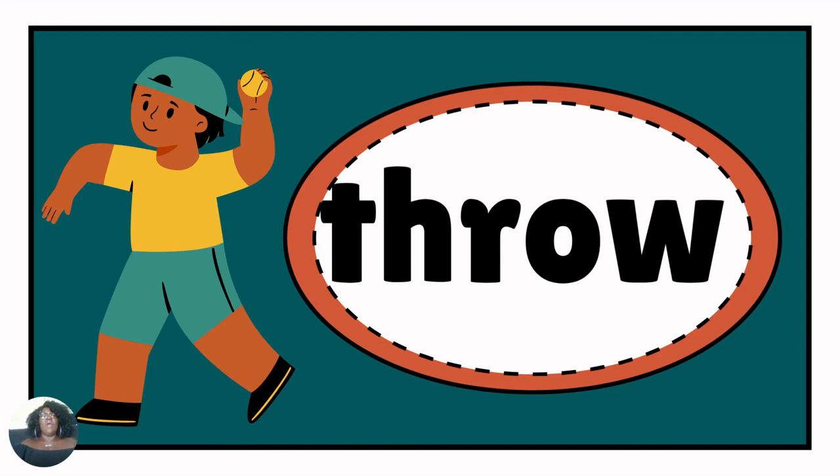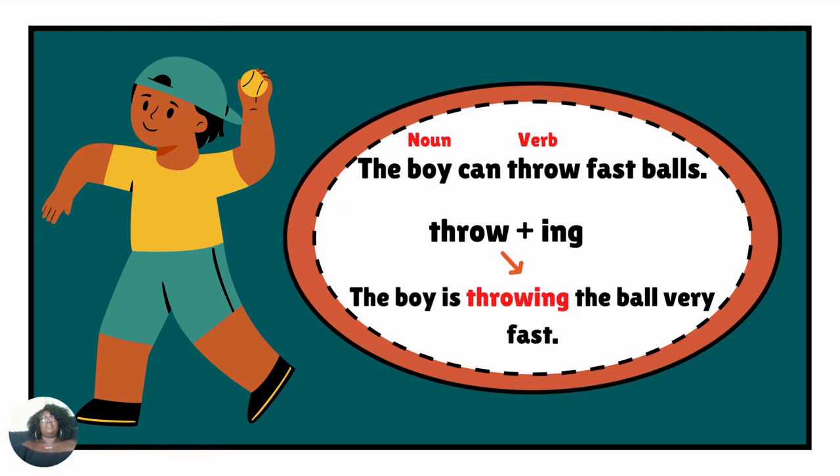Throw. Again, throw. Next slide. The sentence: The boy can throw fastballs. Boy is the noun. Throw is the verb. Throw describes what the boy can do. Throw plus ing becomes throwing. Notice the arrow and the red words. The boy is throwing the ball very fast. Throwing is the action verb. It is showing physical action. Next slide.